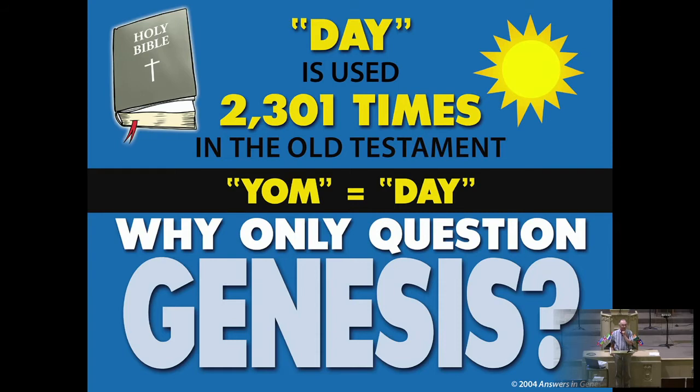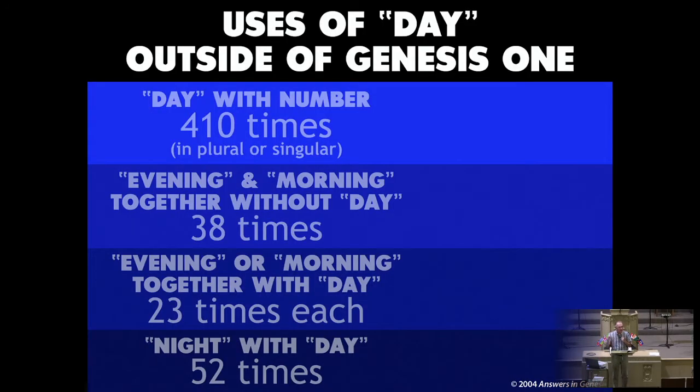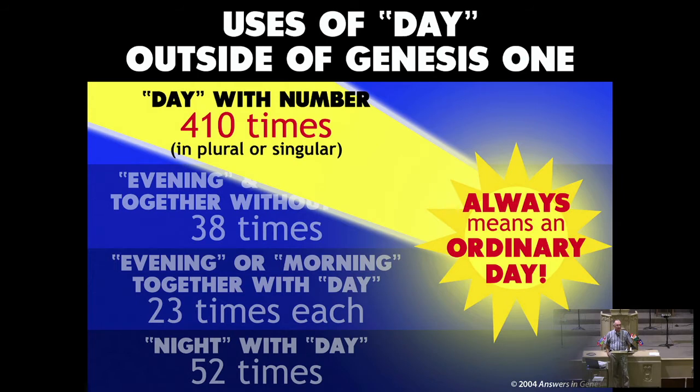Is everyone following me? Here's how it's used. For example, uses of the word day outside of Genesis chapter 1. The word day with a number, you know what I mean? Like the fourth day or the 24th day or whatever. Use of the word day with a number outside of Genesis, 410 times. Okay? So it always means an ordinary day when used with a number. Make sense? Always, 410 times, always means a 24-hour Earth rotation day.